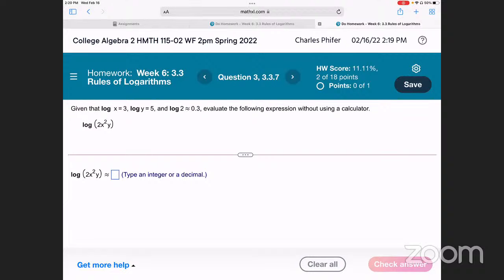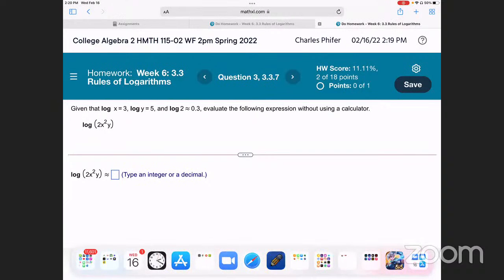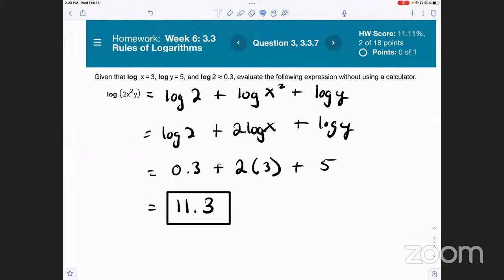So with this one, getting back on task, I think we got 6 plus 5 is 11.3. Okay.